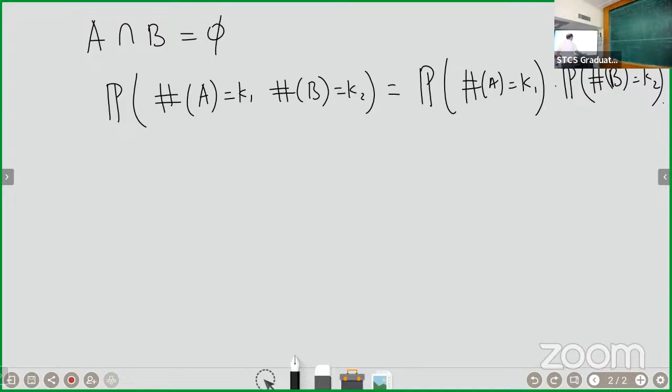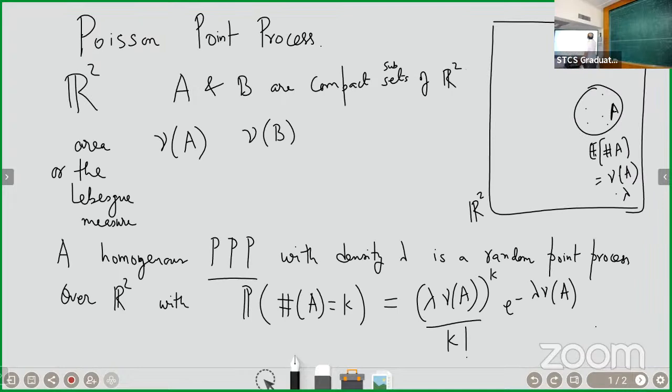If you go back to the picture, suppose I look at this set as A prime. What is the probability in particular that no point falls in A prime? That is essentially k equal to 0. That is just e to the minus lambda nu(A prime). This is also called a void probability. What is the probability that there is a hole in this? It goes by many names. You can call it a void or hole probability.